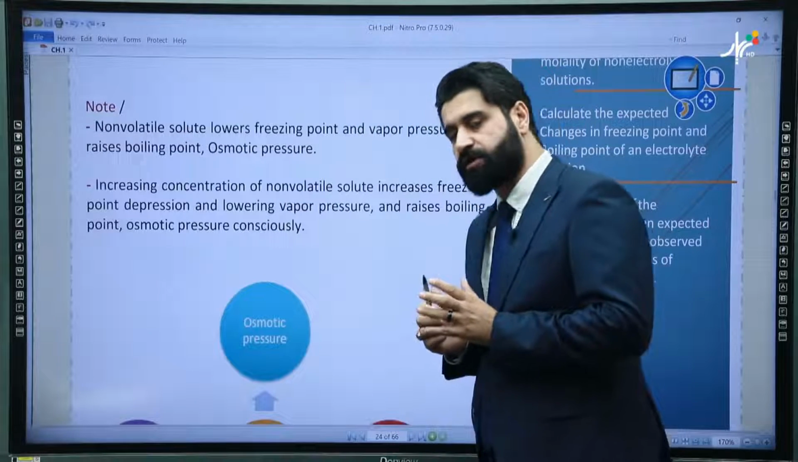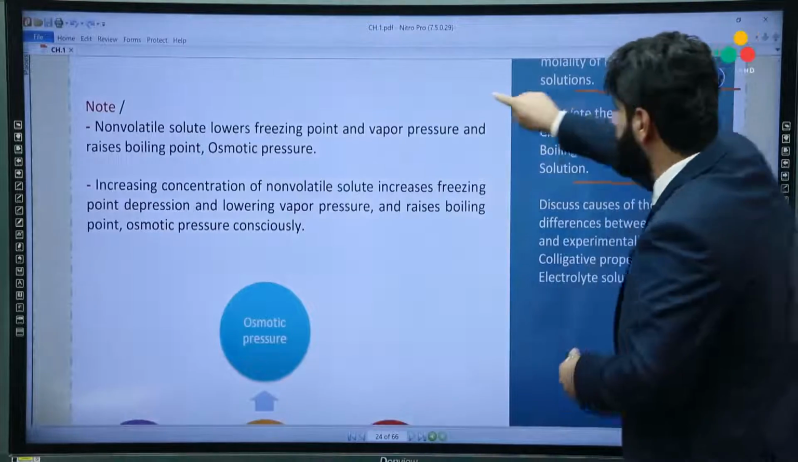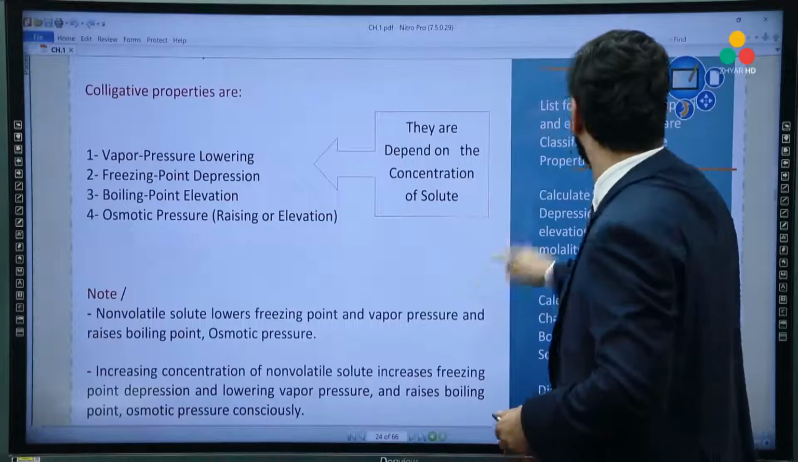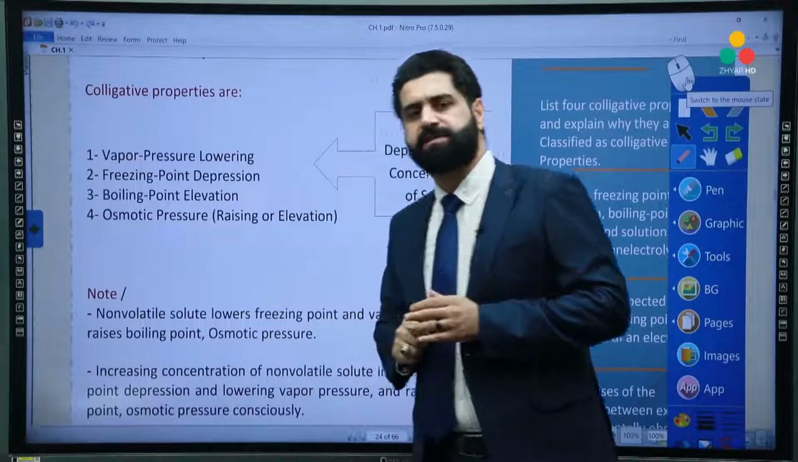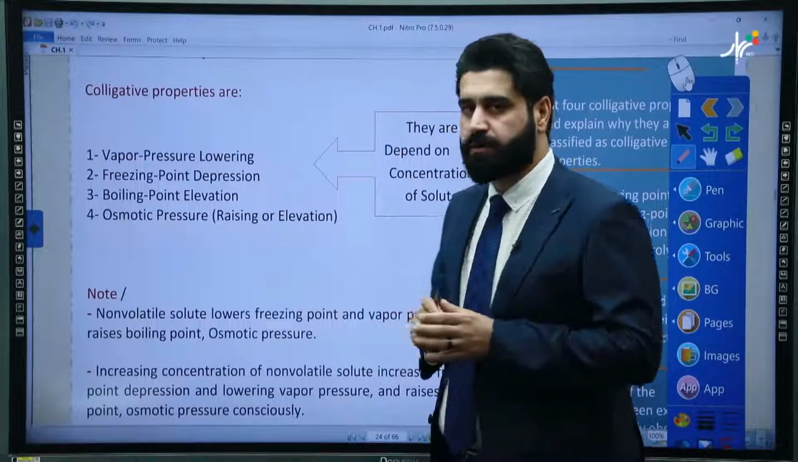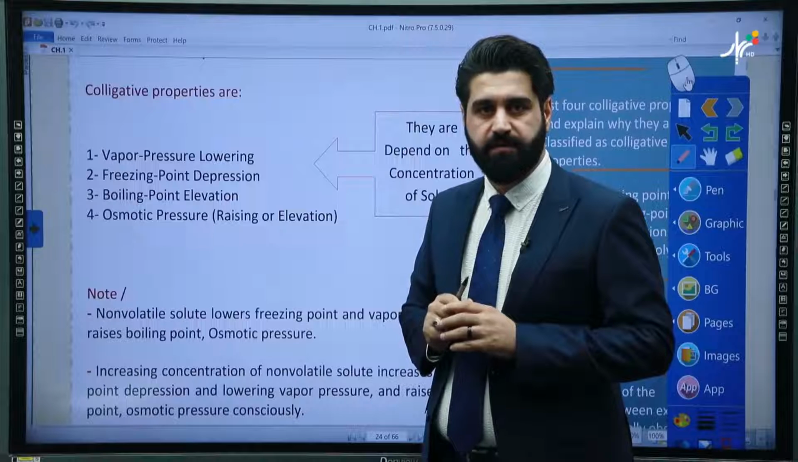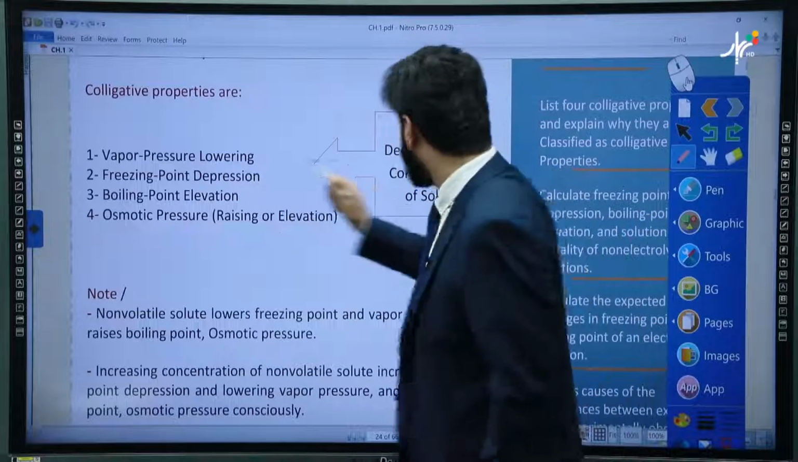As much as the concentration increases, there will be, look at here, I'll mention some important things. So please write down all of these things carefully. Let's see. Vapor pressure lowering.